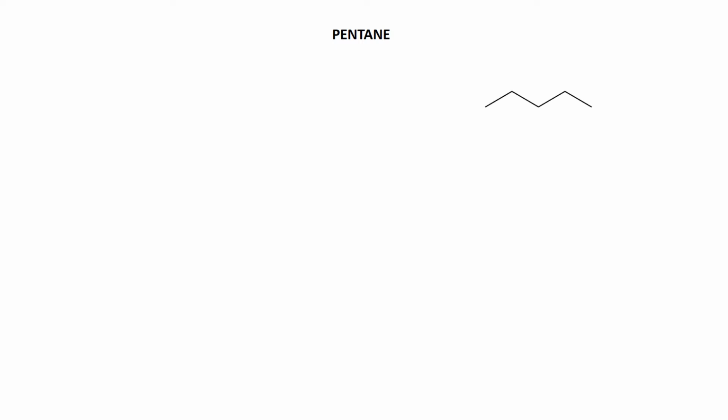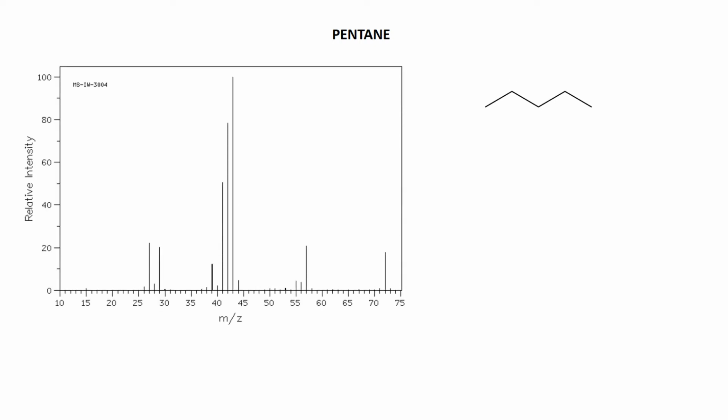So 5 carbon atoms in a row, looks like an extended M and so on, or maybe a spider coming straight at you so you don't see the rest of the legs. But anyway, the mass spec of this looks like this, lots of little lines.